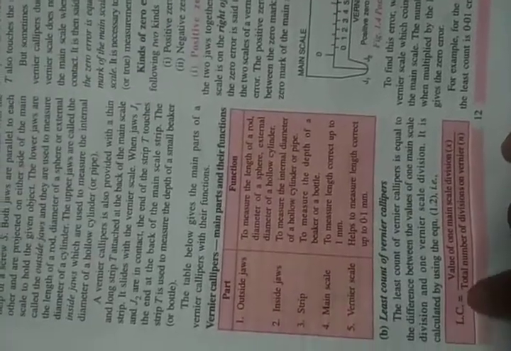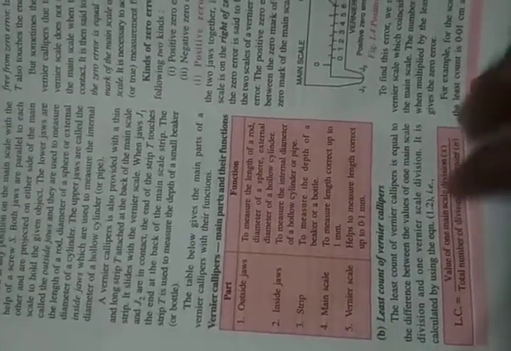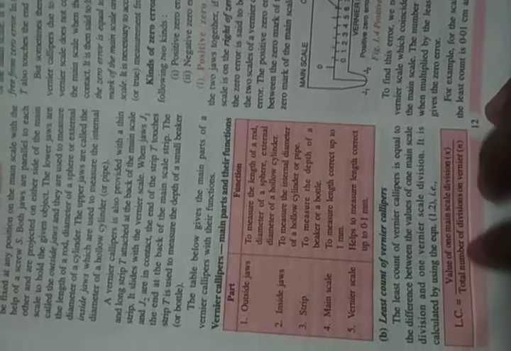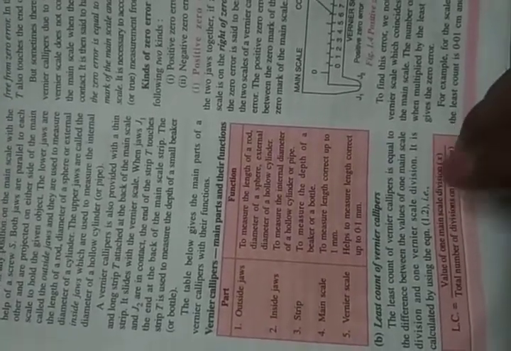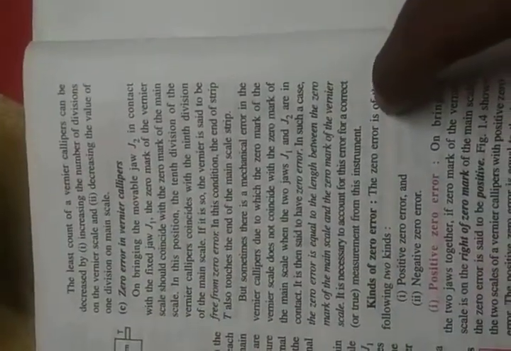How to get the least count of the vernier caliper? You already got the formula. Least count is equal to the value of one main scale division divided by the total number of divisions on the vernier. The value of one main scale division is 1 millimeter. The total number of divisions on the vernier is 10. So 1 by 10, that is equal to 0.1 millimeter, is the least count of the vernier caliper. 0.1 millimeter is equal to 0.01 centimeter.